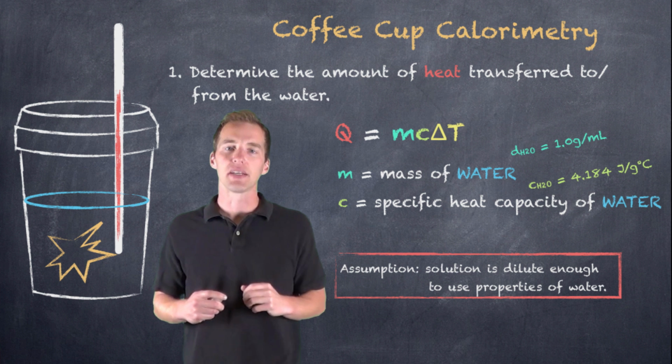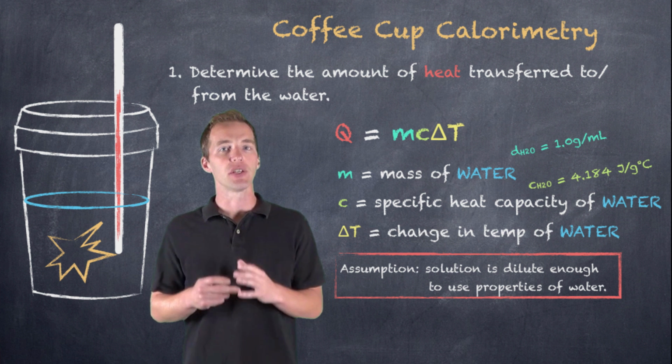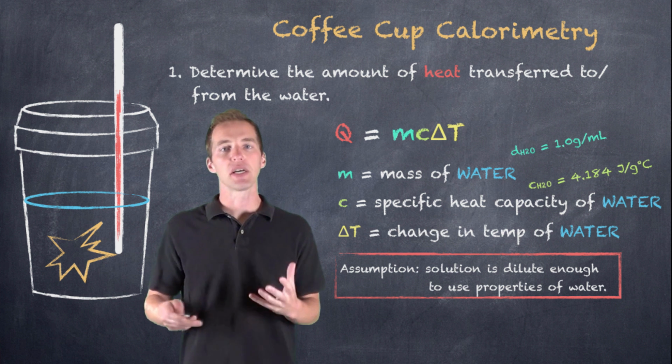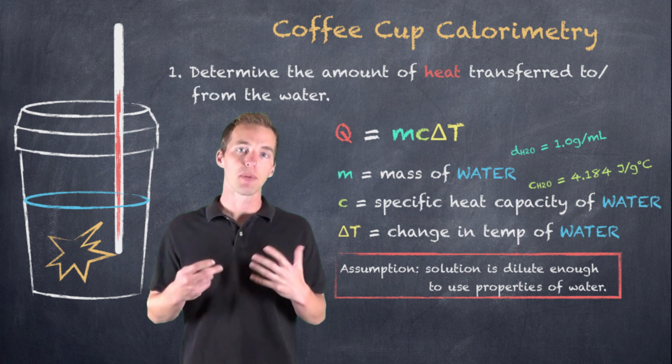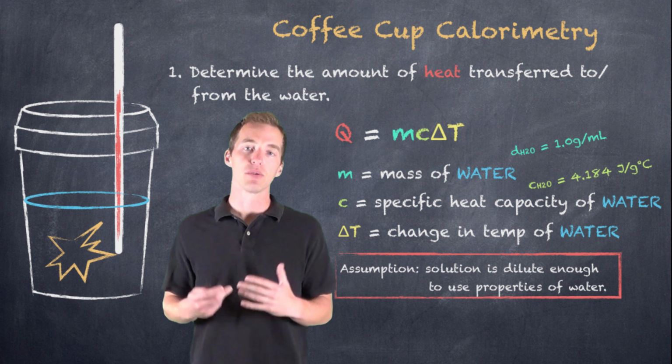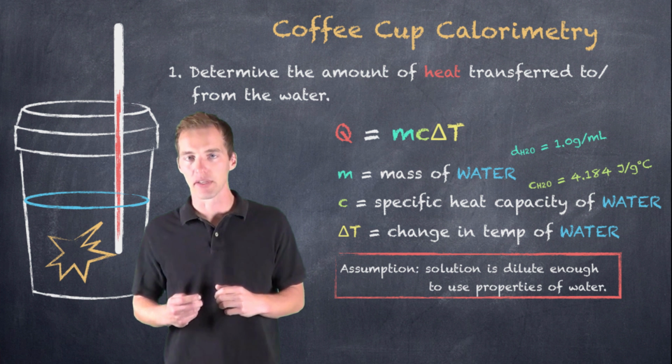And so this is where our delta T comes in. Delta refers to a change in, and T refers to the temperature. So our delta T here is the change in the temperature of the water. If the temperature of the water goes up, it's going to be a positive delta T. If the temperature of the water goes down, it's going to, of course, be a negative delta T.